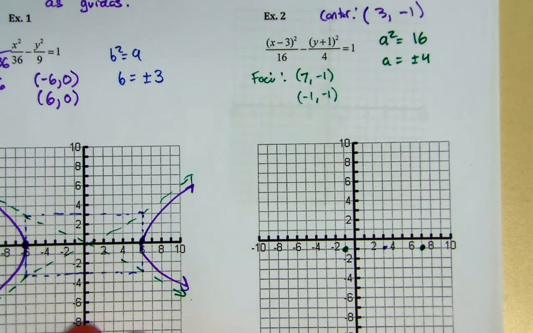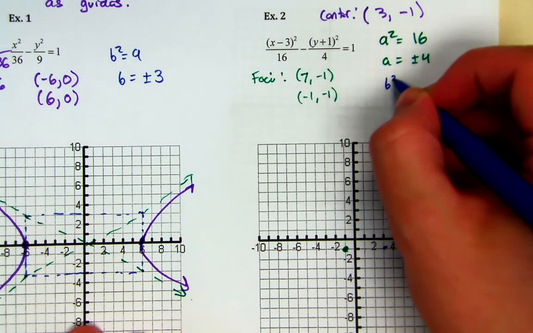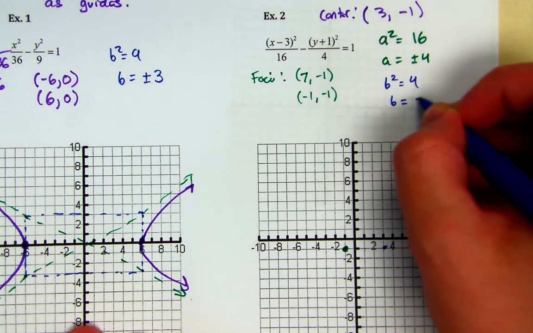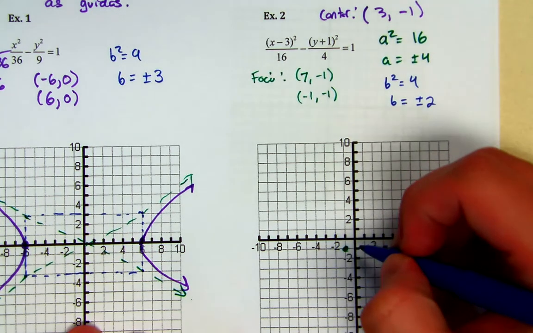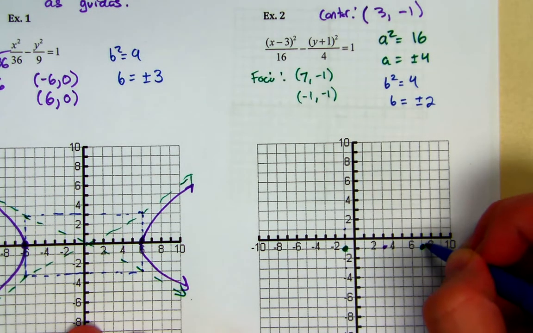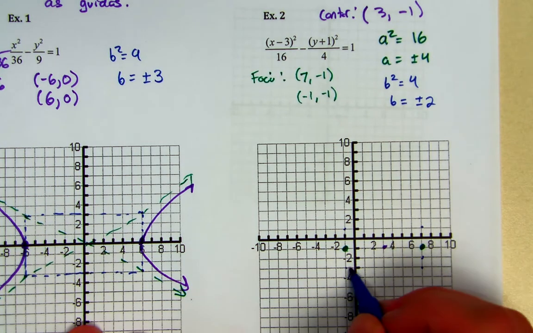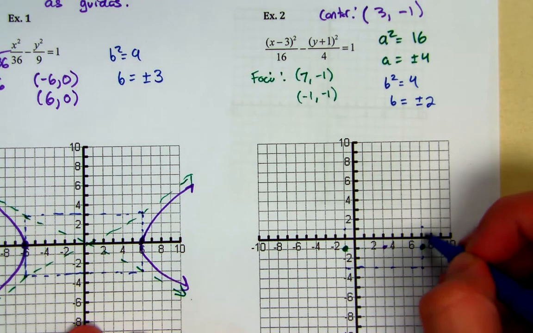Alright, now we make our fundamental rectangle. b squared equals 4, b equals plus or minus 2. So from the focus, go up 2, down 2, same thing over here, up 2, down 2. Oops, I didn't go up 2 on that one. There we go. Alright, connect it, make the rectangle.